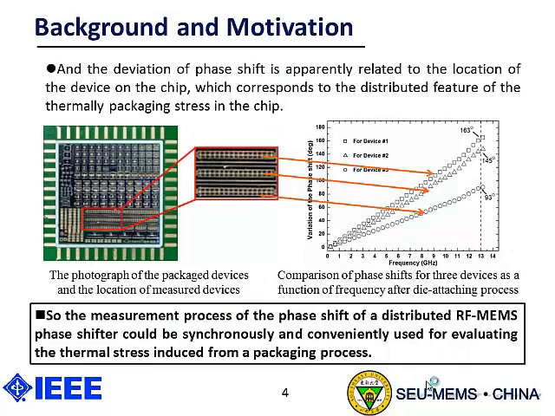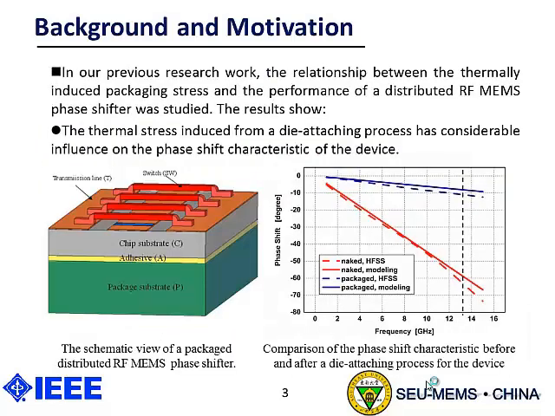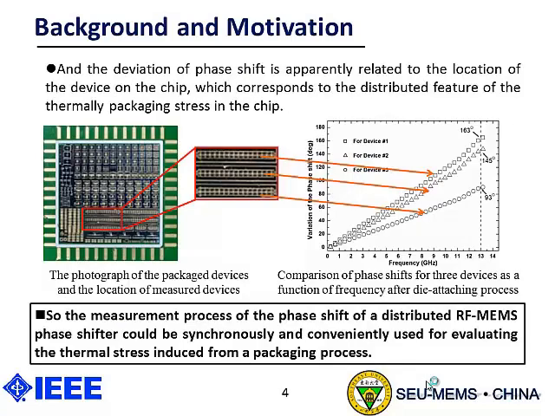And the deviation of the phase shifter is apparently related to the location of the devices on the chip. These are three devices corresponding to the deviation of the phase shift, which correspond to the distributed feature of the thermal packaging stress in the chip. So we think the measurement process of the phase shift of distributed MEMS phase shifter could be synchronously and conveniently used for evaluating the thermal stress induced from a packaging process.